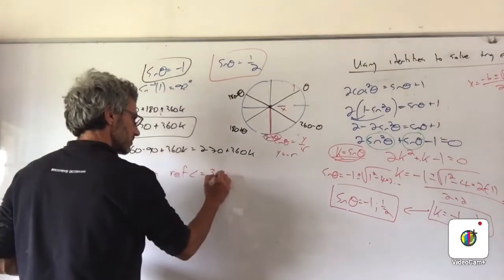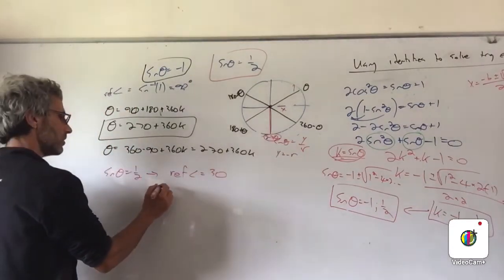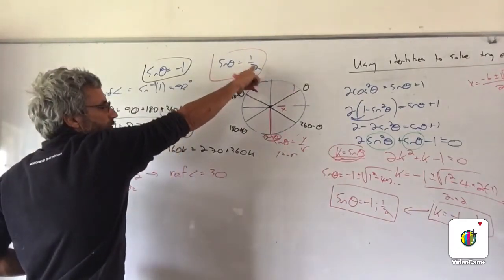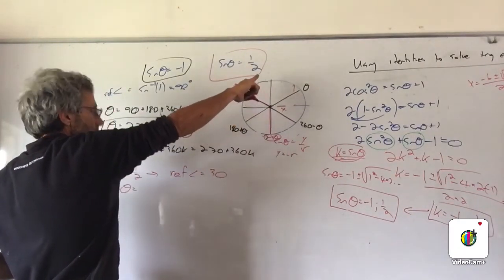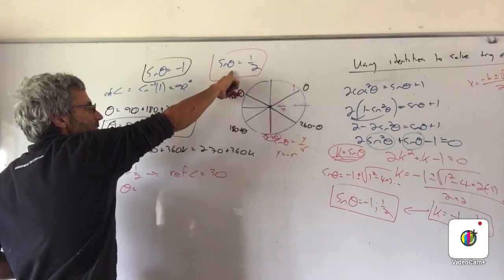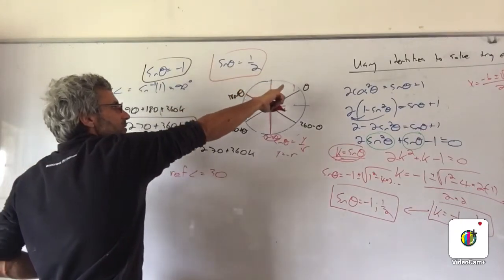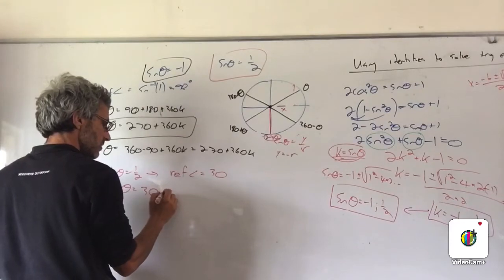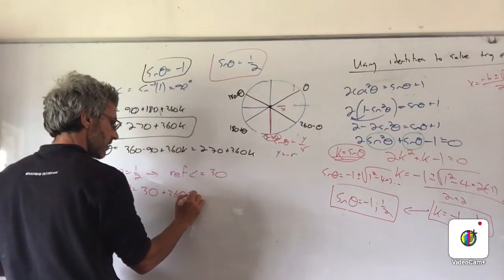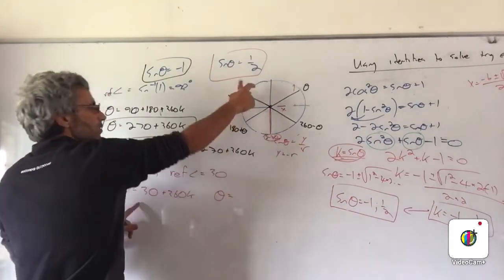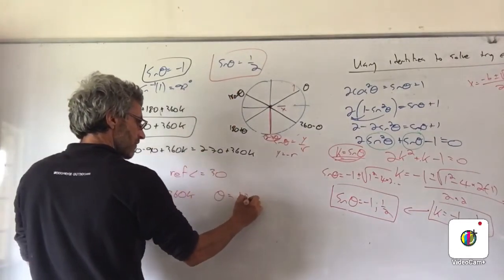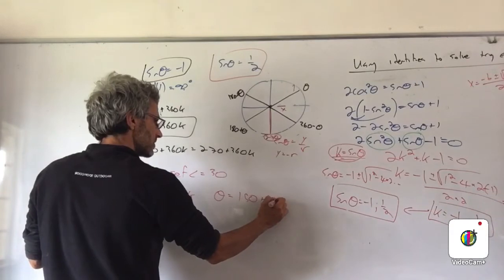30. Nice one. Now, that means that theta is equal, because it is really half, which quadrant are they going to be? Sine is positive here. First and second. So the first one is going to be 30 plus 360k. And the second one, how do I get the second one? 180 minus 30, which is 150, plus 360k.